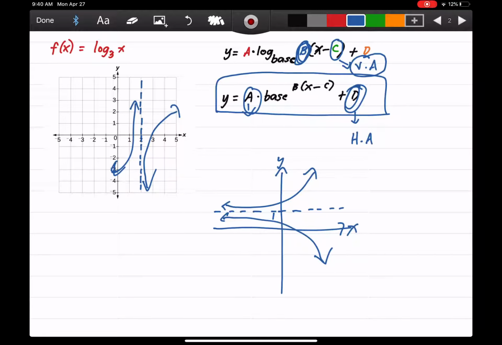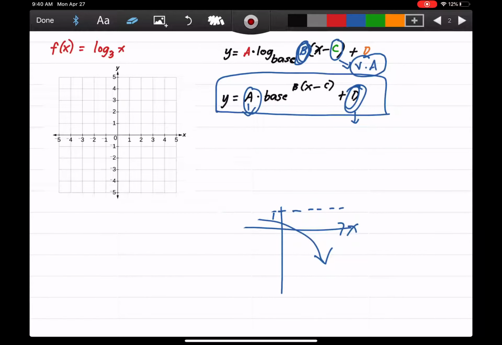All right, so let's try to graph now the function. Let me remove all of this to have a better look at our graph.